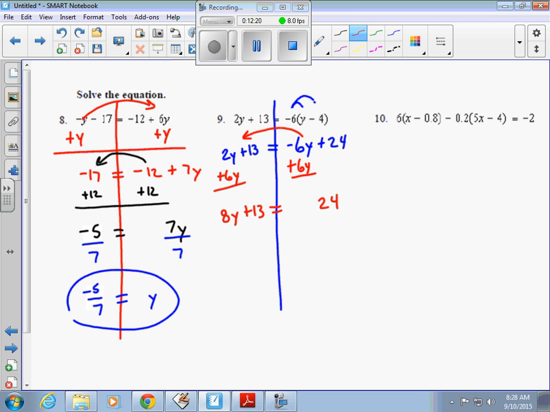Undo plus 13 by subtracting it. If you subtract it from the left, subtract it from the right. We still have 8y on the left. 13 is gone. Equals 24 minus 13 is 11. Get rid of 8 times something by dividing by 8. If you do it to the left, do it to the right. Again, there's no number that goes into both 11 and 8. Even though it's improper, it is reduced.